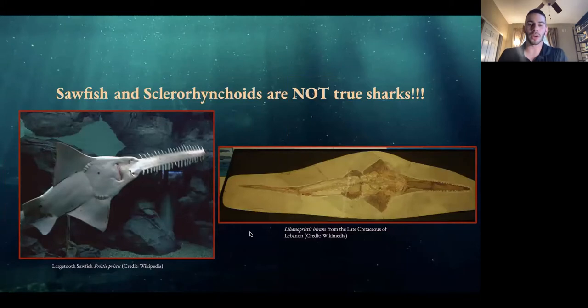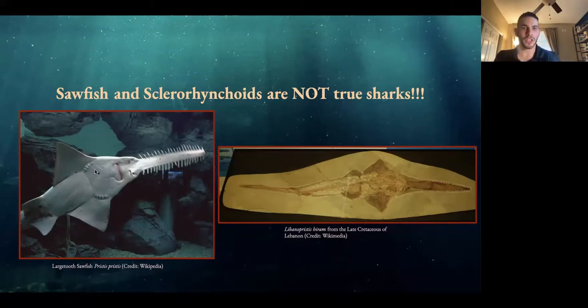And sawfish and sclerorhynchoids are not true sharks. So this elongated rostrum with these rostral spines appears due to convergence a few different times, which is just mind-boggling, that this would evolve through separate lineages. But anyways, sawfish and sclerorhynchoids are batoids rather than sharks. One way that you can tell apart batoids from sharks is that batoids have gills ventrally, so on the underside, whereas sharks have them to the side. Their fin attachments are also different. Batoids have their pectoral fins attach towards the cranium, whereas with sharks, they attach behind the cranium.